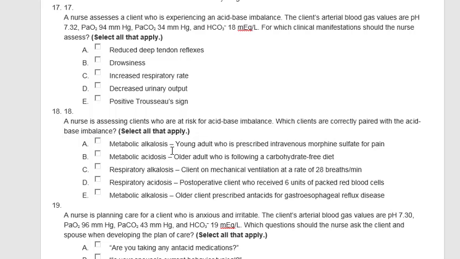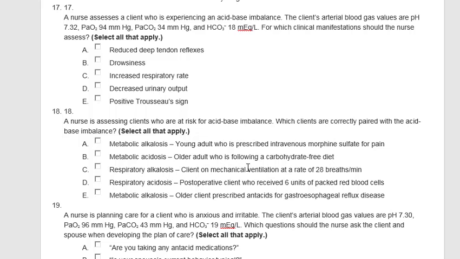That is incorrect. B, metabolic acidosis, older adult who is following a carbohydrate-free diet. So if he's on a carbohydrate-free diet, then he's probably got a high glucose level in the blood, which, if you have hyperglycemia, means it's not getting into the cells, which means the cells are going to break down other things, which leads to metabolic acidosis. That is correct.